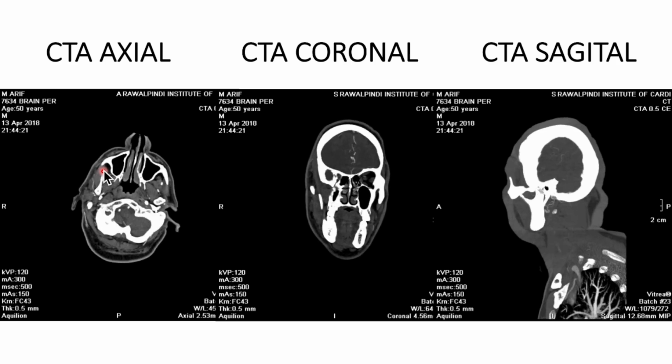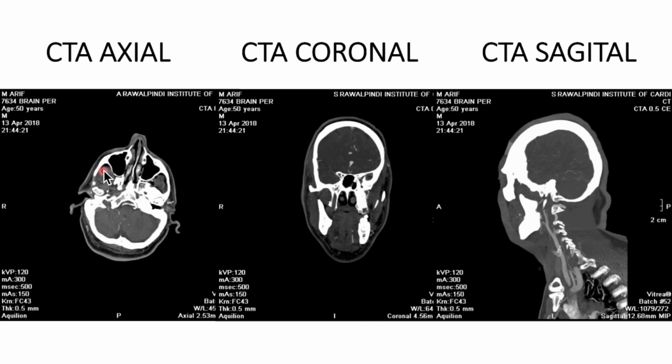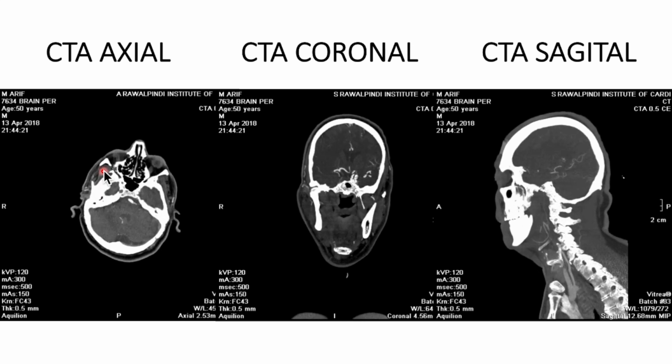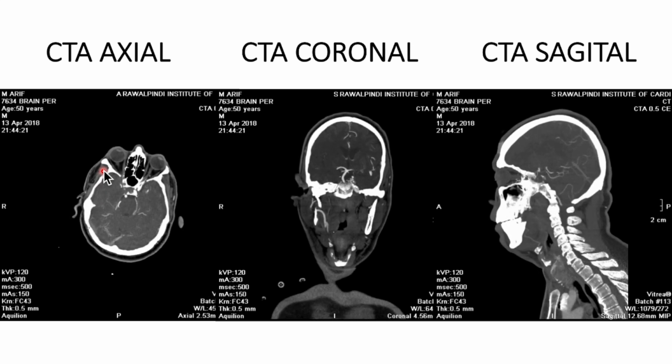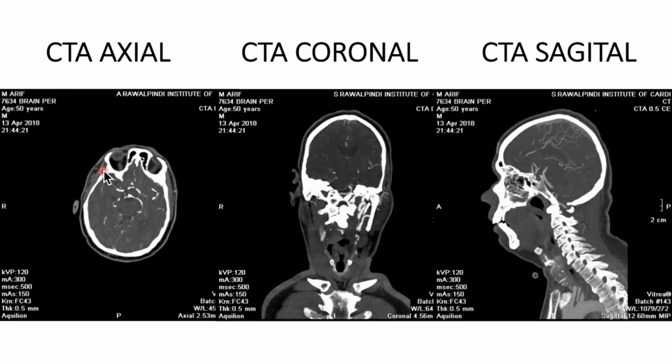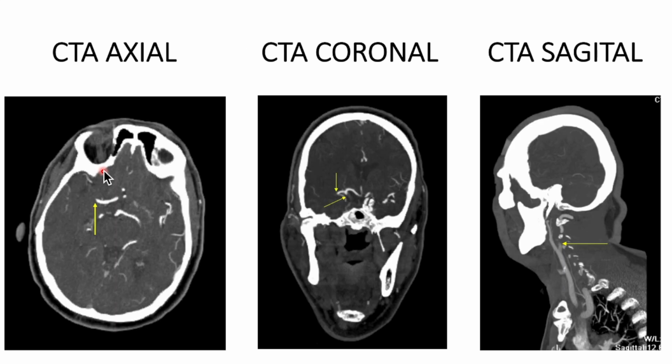So after this, we do a CT angiogram, and these are all the axial, coronal, and sagittal sections, and you can see a blocked right MCA and right ICA here. So you can see on CT axial, that's where the right MCA is blocked, and this is where the right internal carotid is blocked, just at the point of its bifurcation into ACA and MCA, called ICA terminus. And then you can also see that it's actually blocked here as well.